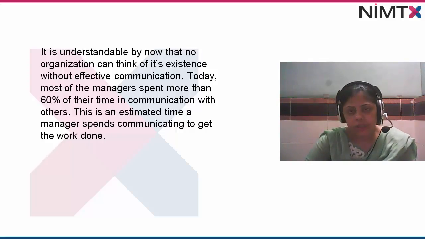We've heard it before, managers today spend more than 60% of the time in communication with others. So by this we understand how important it is. Procedures, rules, and the software that people are working on are important, because they have to have product knowledge, but communicating effectively is very important.